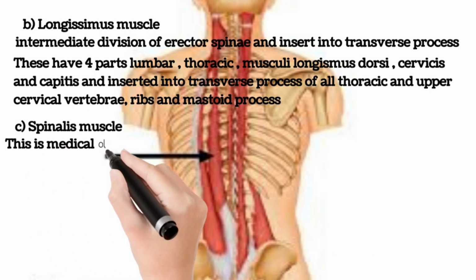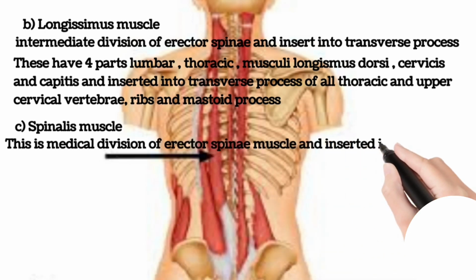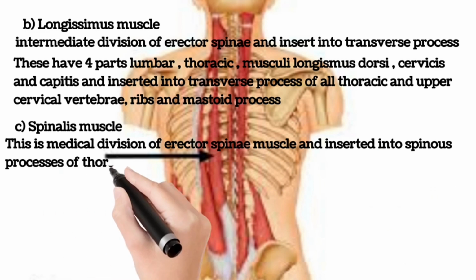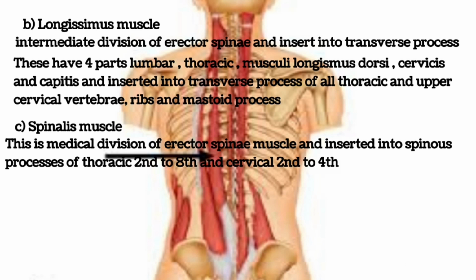Now the third one is the spinalis muscle. Now this muscle is the medial division of the erector spinae muscle and is inserted into the spinous processes of thoracic second to 8th and cervical second to 4th.